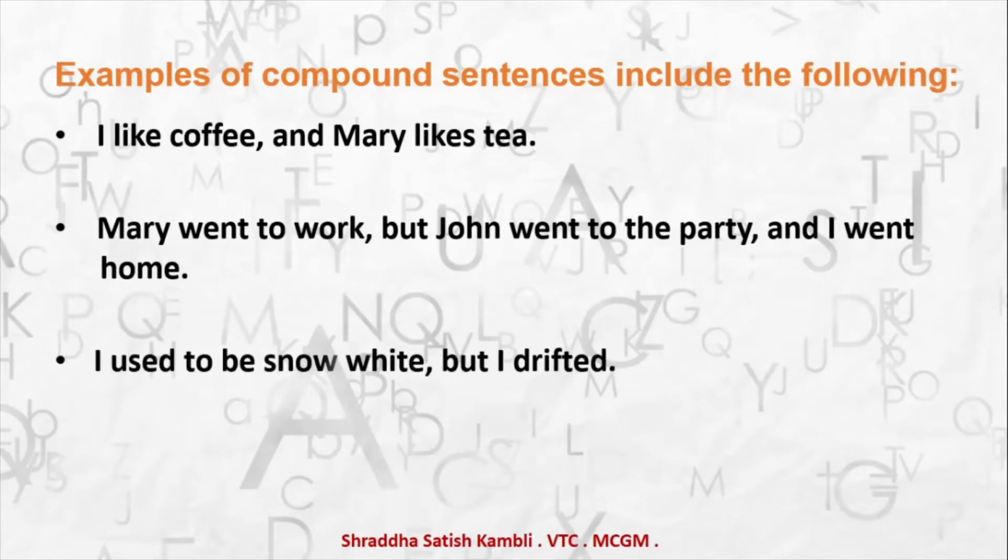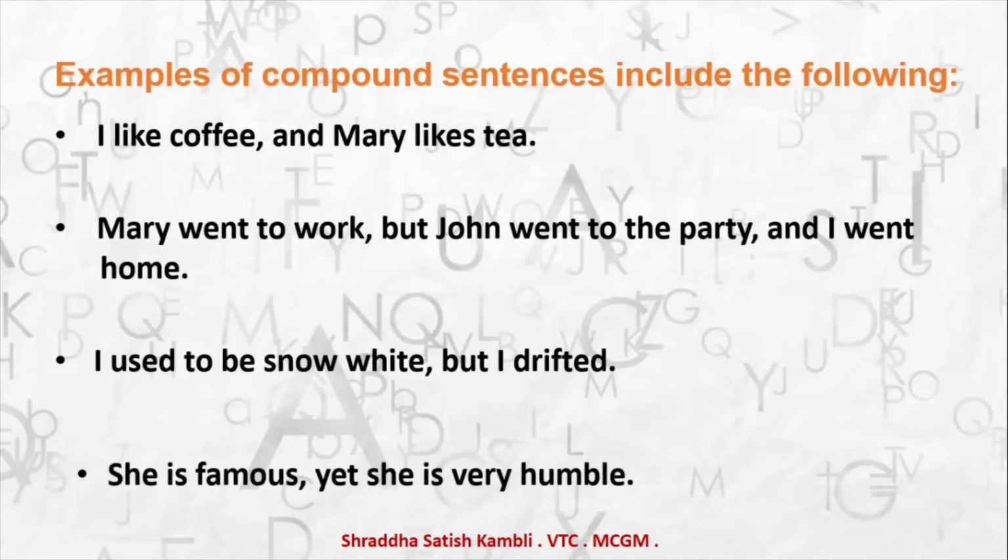Okay, then, I used to be Snow White, but I drifted. Again, two independent clauses: I used to be Snow White, I drifted, combined using a comma as well as a conjunction. So these are all examples of compound sentences for you. Here is one more. She is famous, yet she is humble. She is famous, but she is not proud. She is not vain. She is still humble. Alright, so these are all examples of compound sentences.